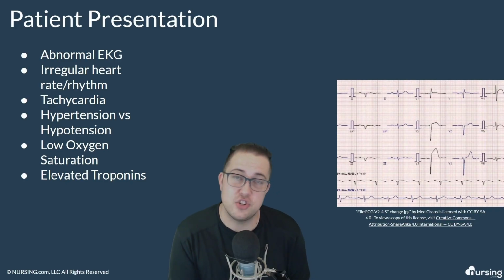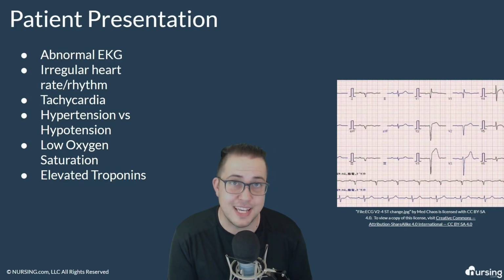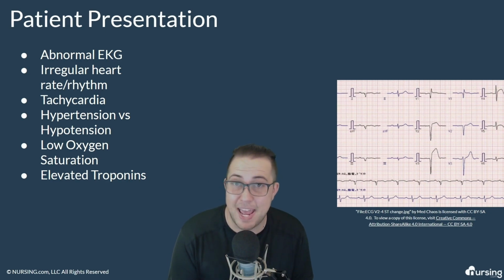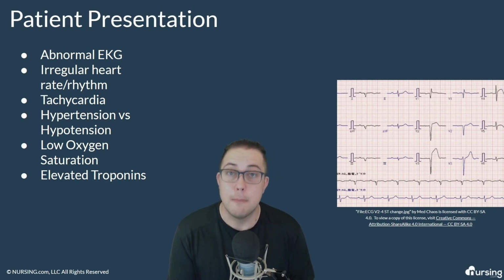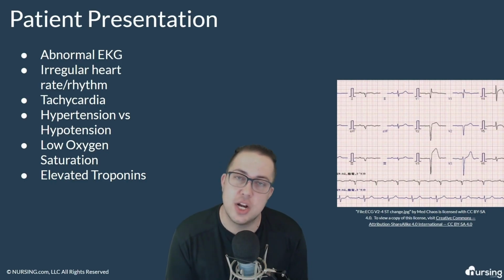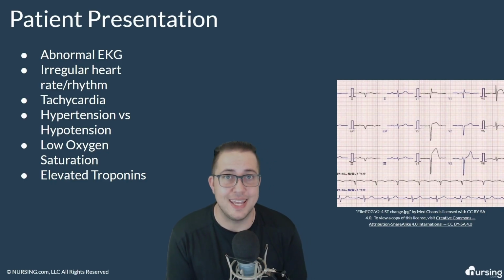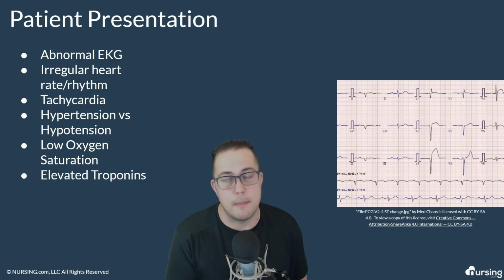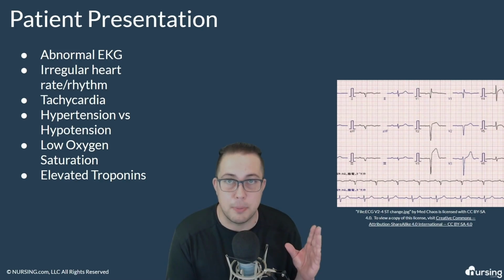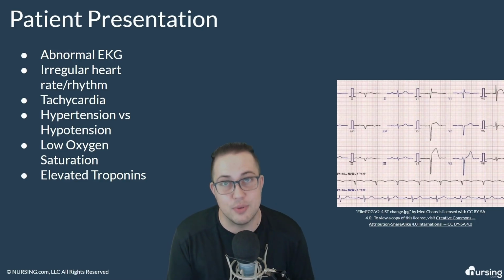Hypertension versus hypotension. Typically, you'll see hypertension initially in patients experiencing MIs. Patient is in bad pain. Sympathetic nervous system is kicked in. Fight or flight response. Blood pressure goes up. But should an MI progress far enough, should the damage to that heart muscle become extensive enough, that heart muscle is then going to be greatly weakened, stunned, and its ability to pump effectively is going to be greatly reduced.